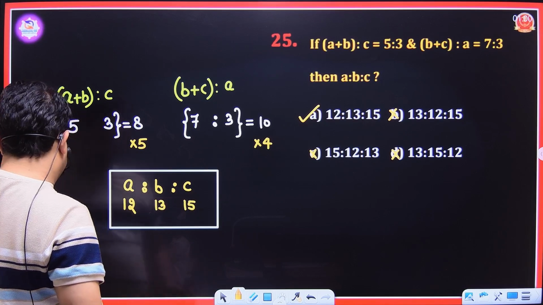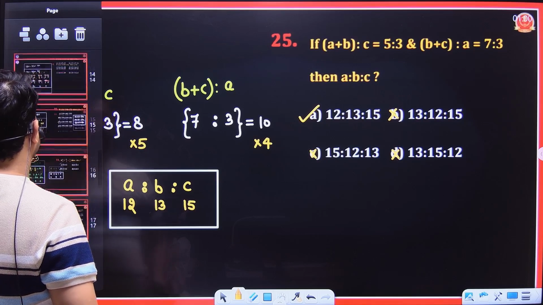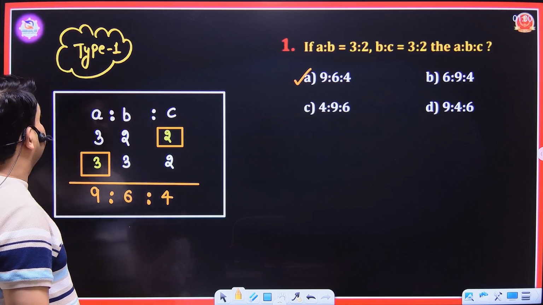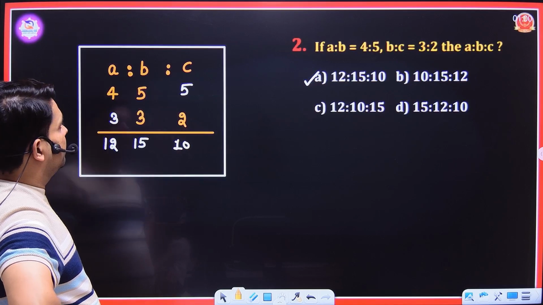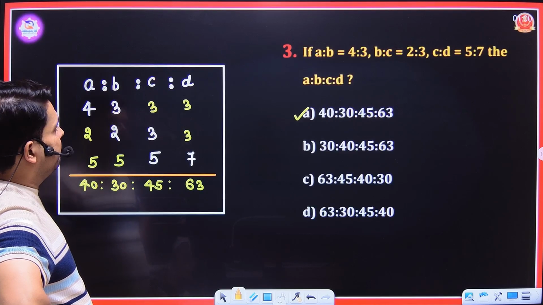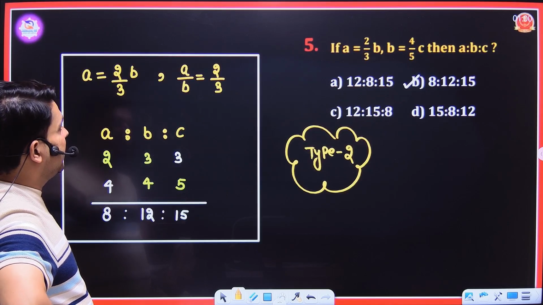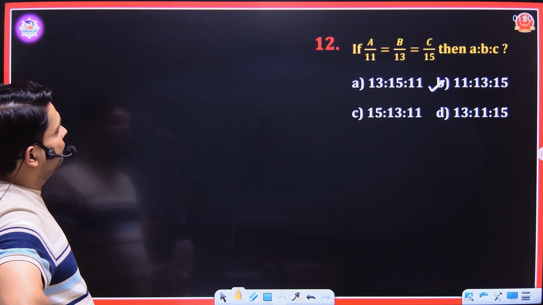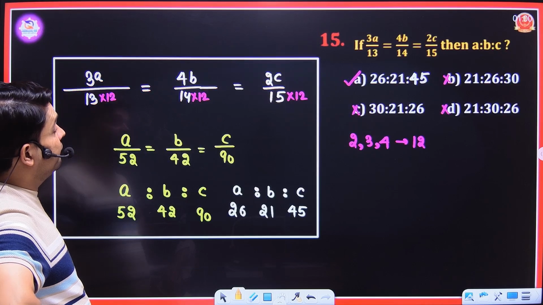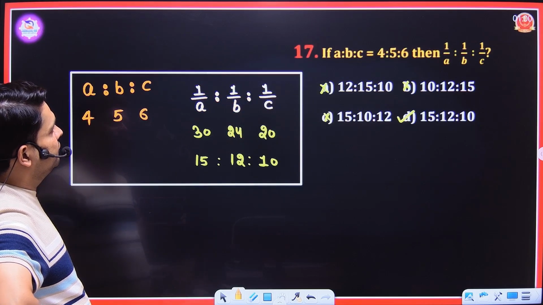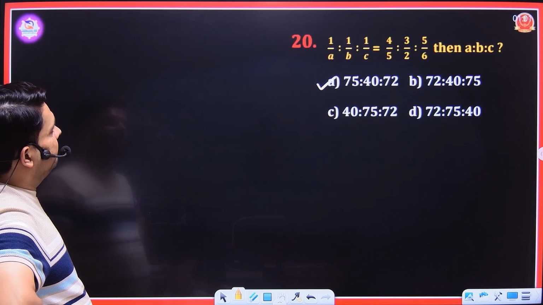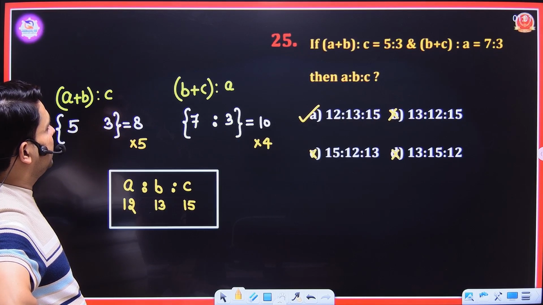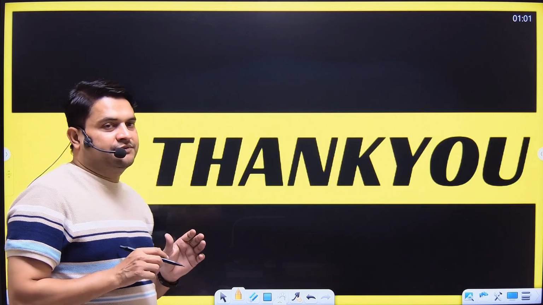So first of all, we will look at each type of ratio. We have type 1 ratio, and we have 4 questions of type 1 ratio. Then we have type 2 ratio, with 2 questions, 4 questions of type 3, 5 questions of type 4, 5 questions of type 5, 3 questions of type 6, and 2 questions of type 7. So we have completed all 7 types of ratios.